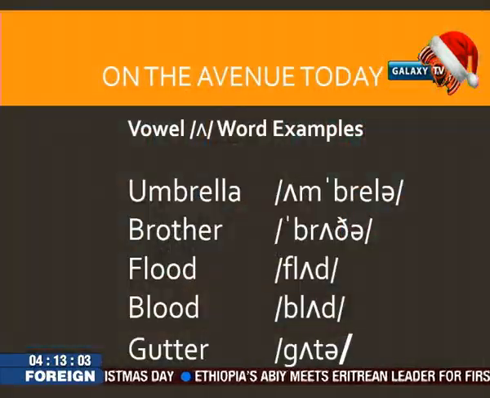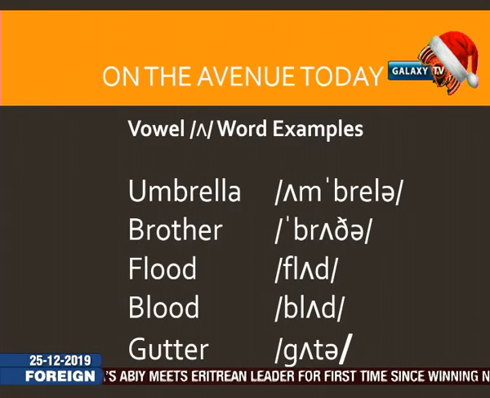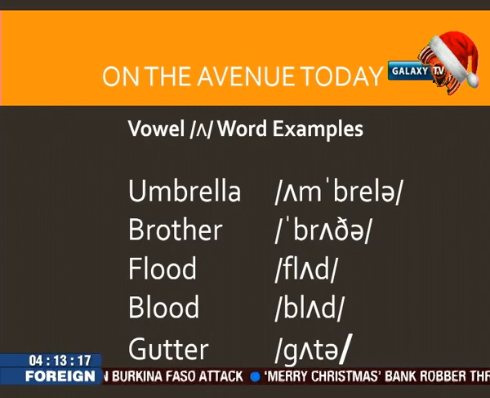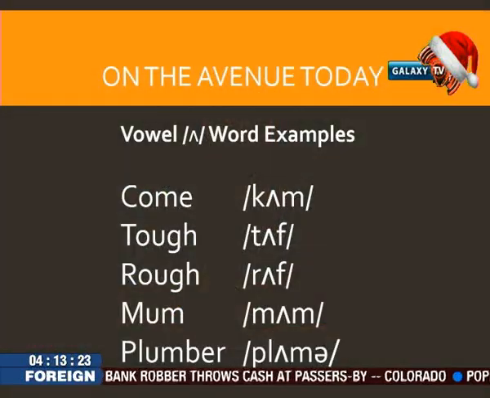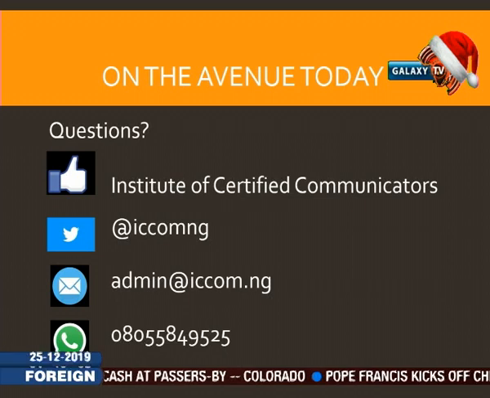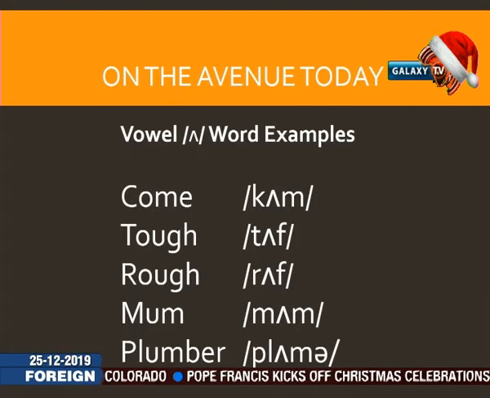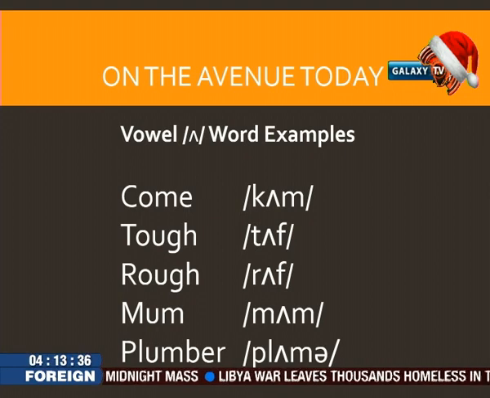So the first word again is umbrella. I have an umbrella. Brother. He's my brother. Flood. Blood. So much blood when you kill animals. Gutter. He crossed the gutter. And then the next word, come. Come here. Tough. It's a tough day. Rough. My face is rough. Mom. Call your mom for me. Plumber. We have a great plumber.